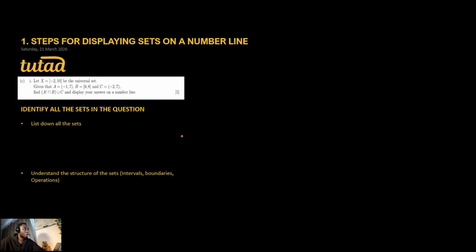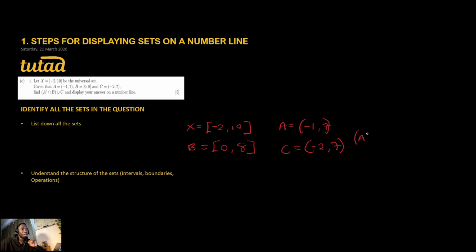So let's do that. We're going to start with our universal set here, which is X is equal to [-2, 10]. Then we're going to have set A here, which is (-1, 7). And then we're going to have set B, which is [0, 8). And then we're going to have set C, which is [-2, 7]. We are also going to list down our main set. Our main set is A complement intersection B union C. Do we know what it is? Not yet. So we're doing this to find it and then eventually display it on the number line.